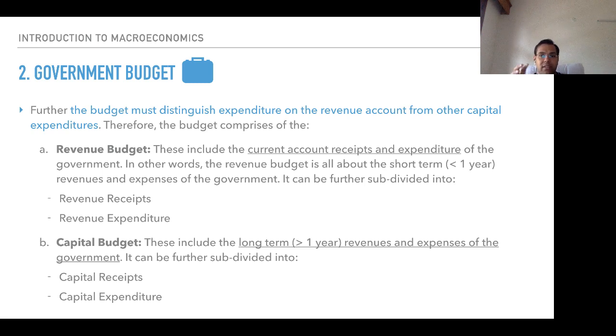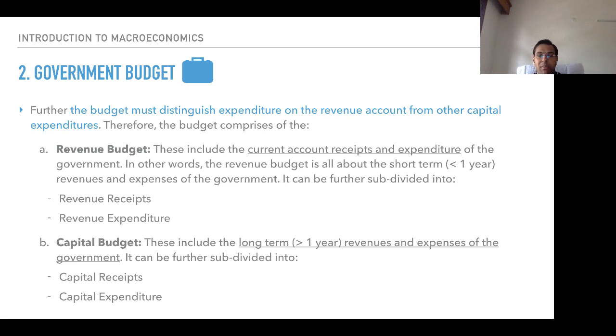Followed by that, the second is capital budget. Capital budget is whatever budget you have prepared, receipts and expenditures, for the long term. Long term means a period of more than 1 year. It is not specifically 1 year, but a long-term receipt or a long-term expenditure. They are divided into capital receipts as well as capital expenditure. So we have revenue receipts, revenue expenditure, capital receipts, capital expenditure, revenue budget and capital budget.